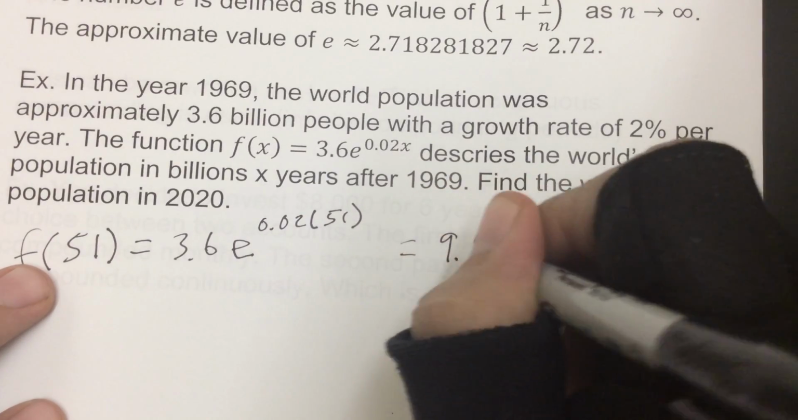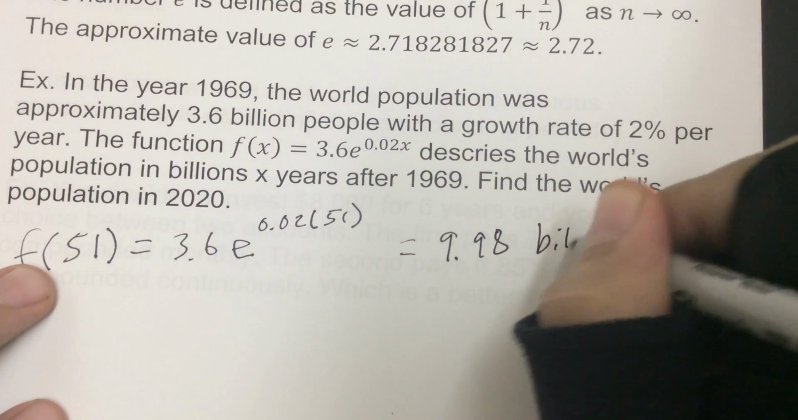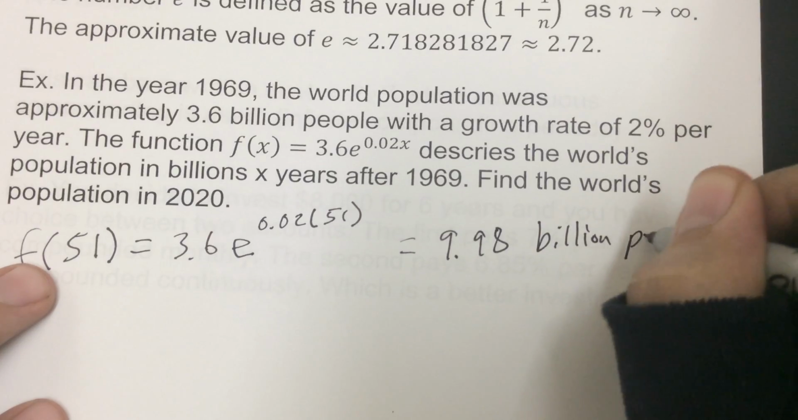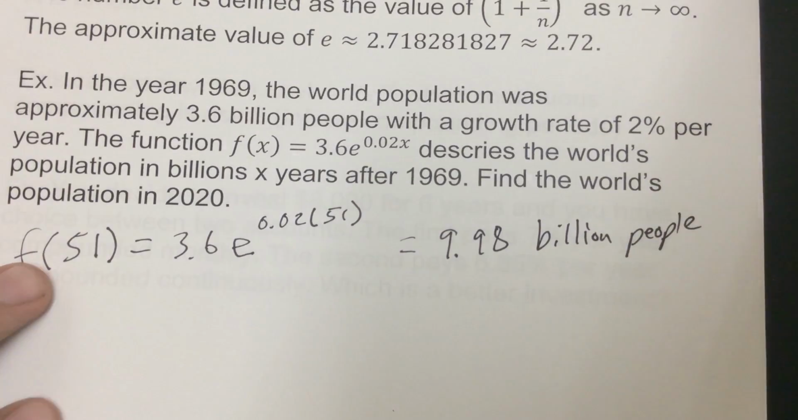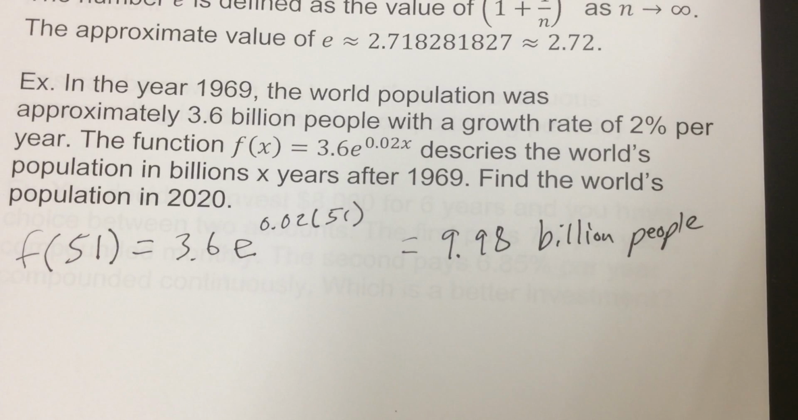So 9.98, and this is billion people. So according to this, we should have got to 9.98 billion people. I believe we're at 7.8 billion. So we're not that far off. But that's a lot of people. And really over 50 years, we practically double. But we're even a little bit above double. Kind of crazy how the world has expanded.